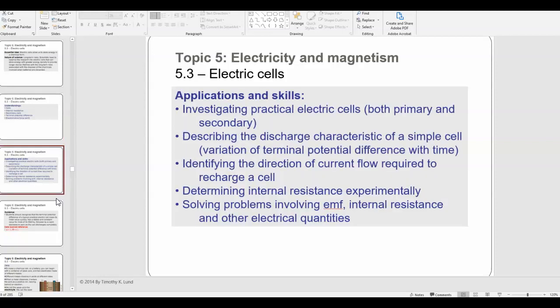At the end of 5.3, you must be able to investigate practical electric cells, describe the discharge characteristics of a simple cell, identify the direction of current flow required to recharge a cell, determine internal resistance experimentally, and then solve problems involving EMF, internal resistance, and other electric quantities. So that's the one we're going to spend the most time on.